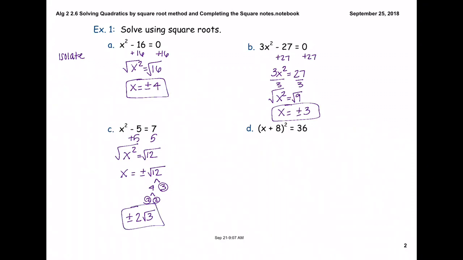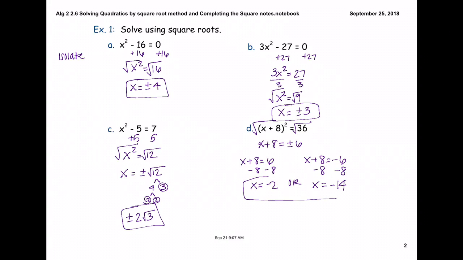When we look at example D, our squared term is already isolated, so we're going to take the square root of both sides. So we're left with x plus 8 on the left, plus or minus 6 on the right. We then have x plus 8 equals positive 6. X plus 8 equals negative 6. The inverse of adding 8 is subtracting, so one of our solutions could be negative 2. And our other solution could be negative 14.